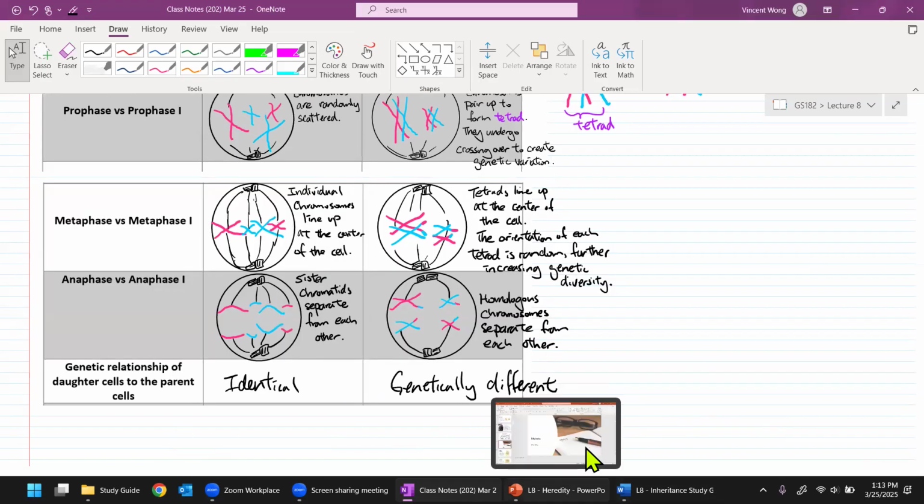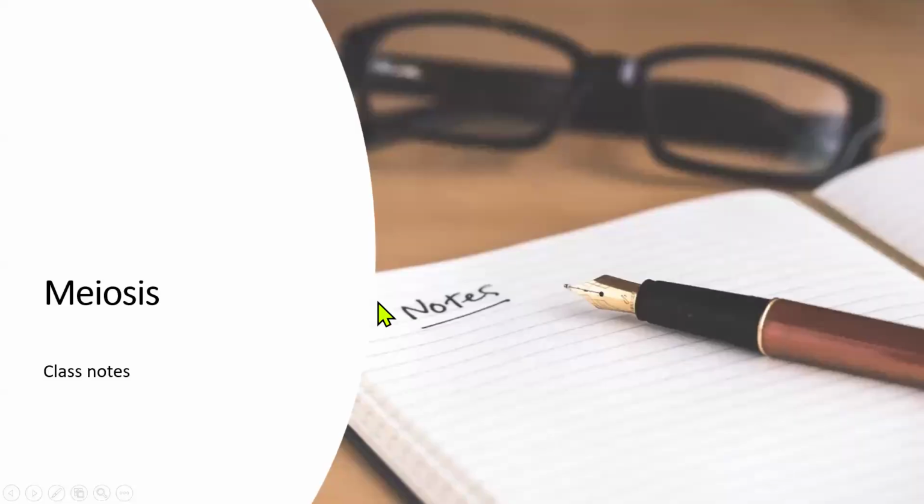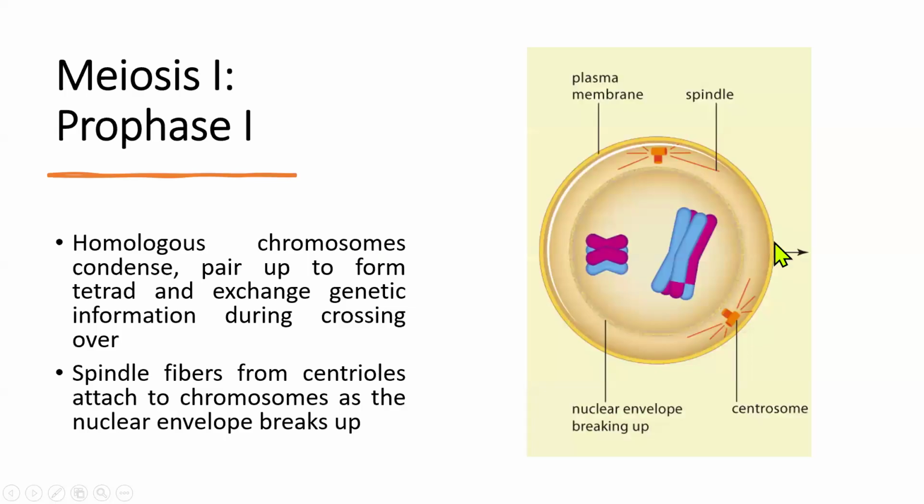Okay, so that's that. Let's go back to here. I will post the notes if you missed it. Don't worry, everything is on Luminate. Okay, so I'm just gonna go through the slides quickly to show you what we drew.